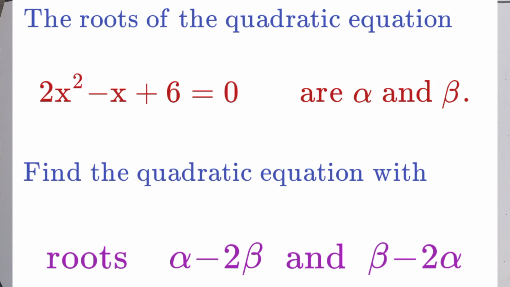Hi, let us solve this other question on the relations between the coefficients of a quadratic equation and its roots. The question goes thus. The roots of the quadratic equation 2x squared minus x plus 6 equals 0 are alpha and beta. Find the quadratic equation with integral coefficients whose roots are alpha minus 2 beta and beta minus 2 alpha. How do we go about that?